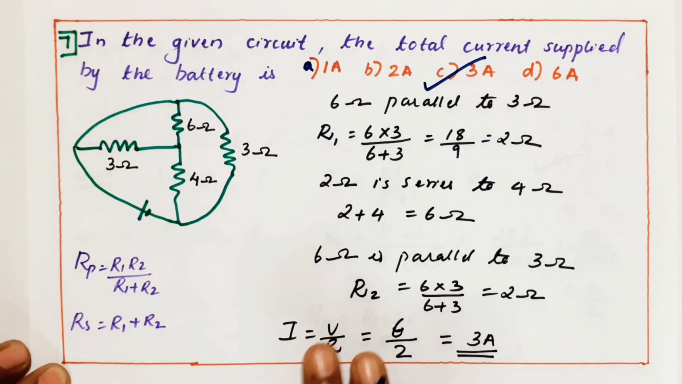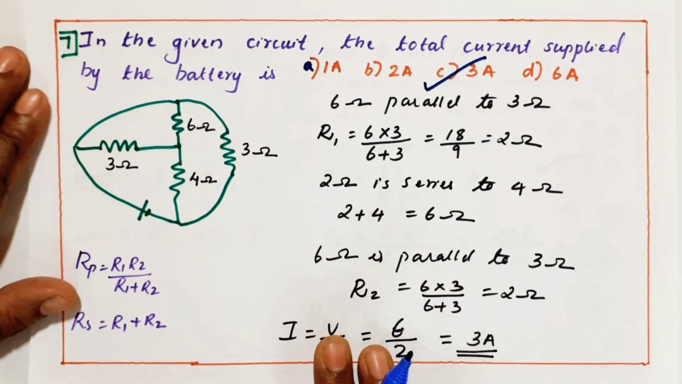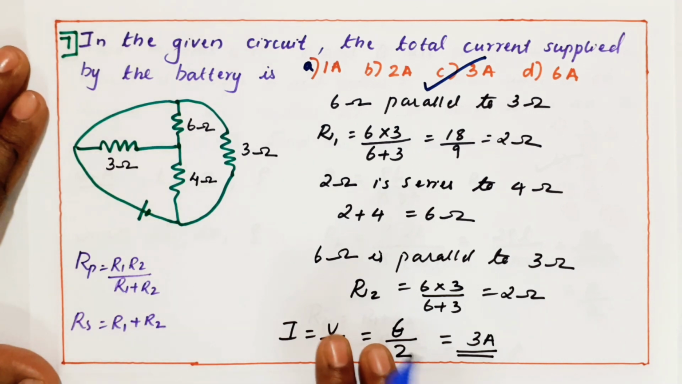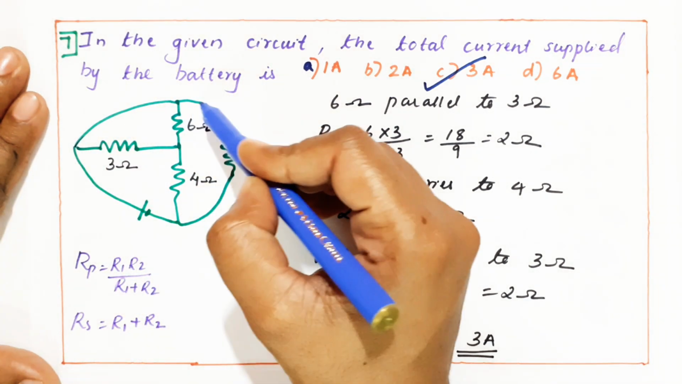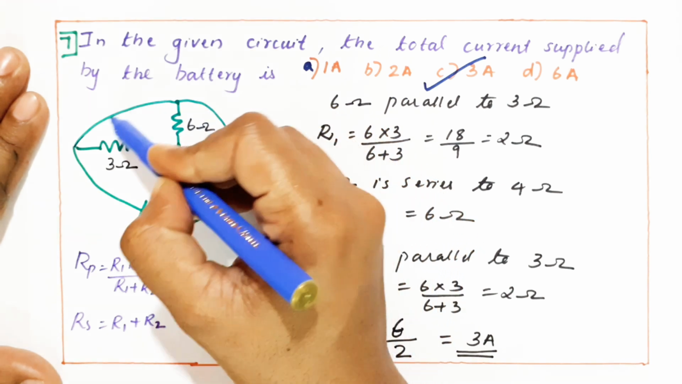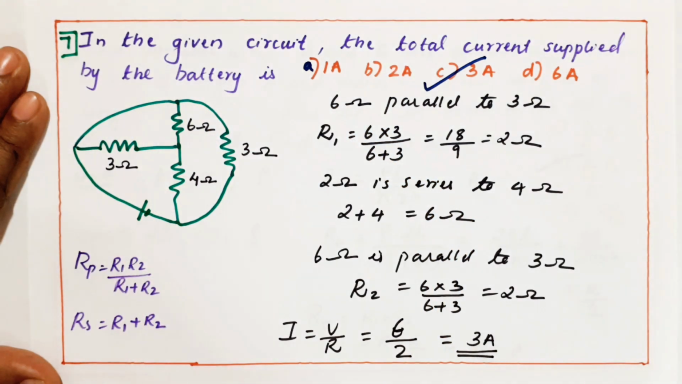See here. What is the meaning of series and parallel connection? I discussed it in the previous video. Series means current remains the same. Parallel means the end points should be the same. So you can take this full line as one point only.